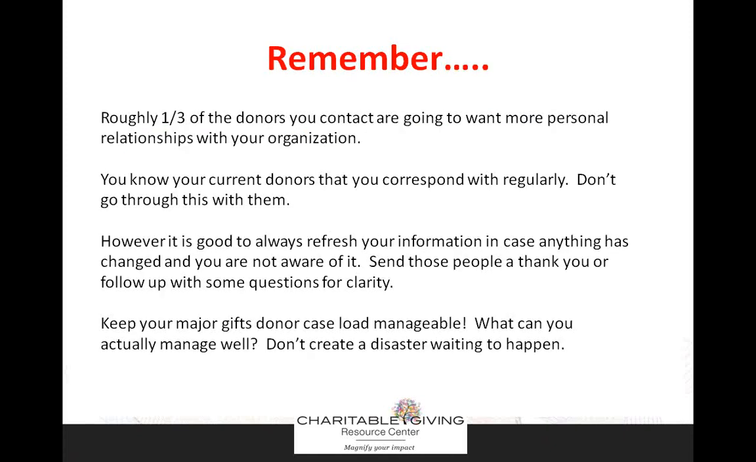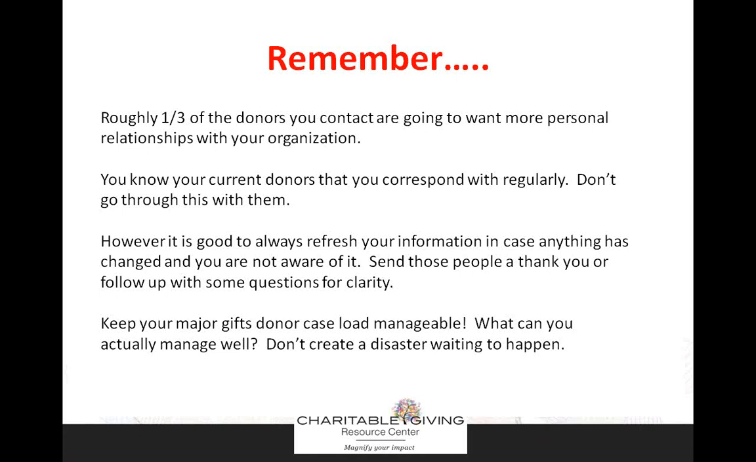Again, remember that only 1/3 of your donors that you contact are going to want more personal relationships with your organization. And this happens a lot of time when we get beyond major gifts and we go into planned gifts. Why do people not tell you they've left you a planned gift? They don't want you calling them all the time. They don't want you coming and visiting. They don't want you putting their name on a plaque. They don't want everybody in the community to know. They just want to do it and be left alone and know that they've done something really good.